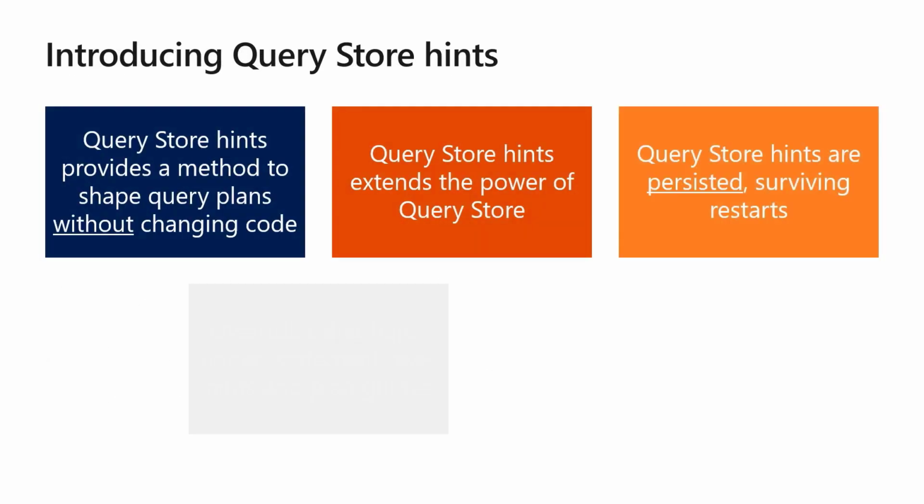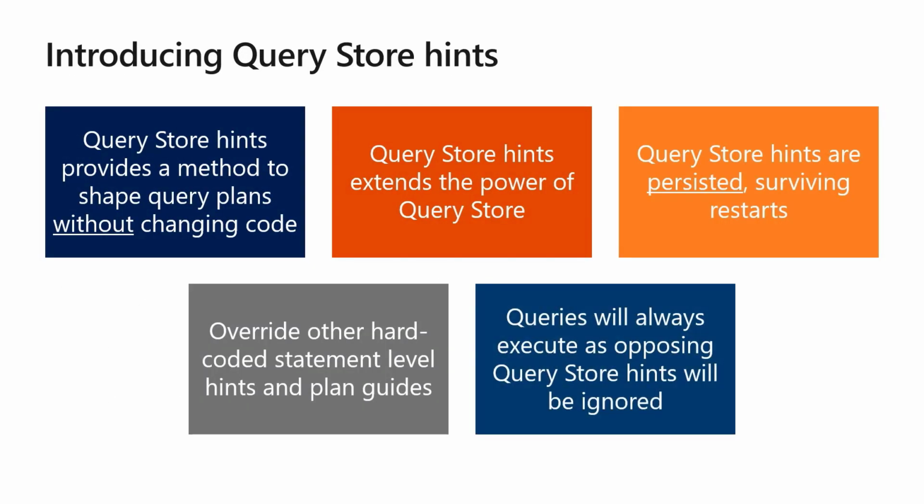So what are Query Store hints? In short, Query Store hints provide a direct method for developers and database administrators to shape query plans without changing your application code. Query Store hints is a new feature that extends the power of Query Store. But this does mean that Query Store hints requires that the Query Store feature be enabled and that your query and your query plan is captured by the Query Store.